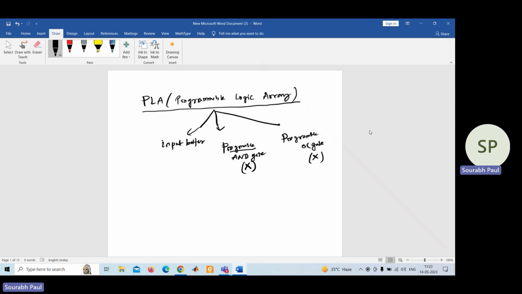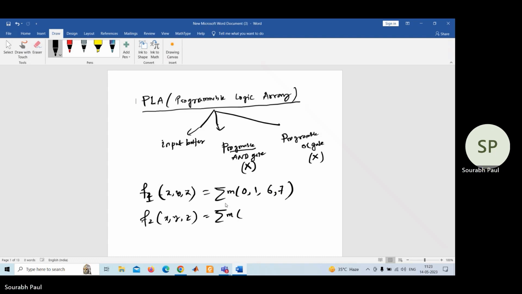So how are questions on PLA generally given? Suppose you consider this problem. Two functions are given, F1 and F2, that you need to implement using PLA. Suppose F1 is given as a three-variable function of X, Y, Z, and the minterms are given as 0, 1, 6, 7. The other function F2 is given as, for example, 0, 1, 6. We'll take this example and see how to implement these using PLA.